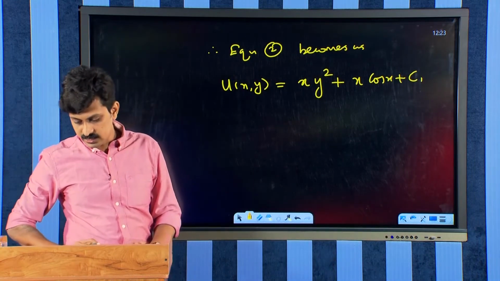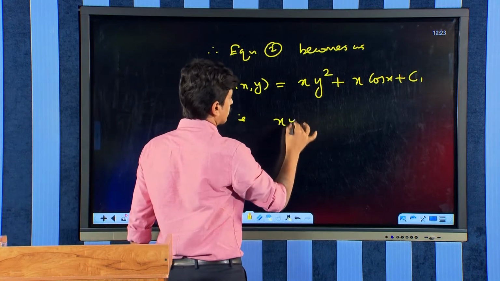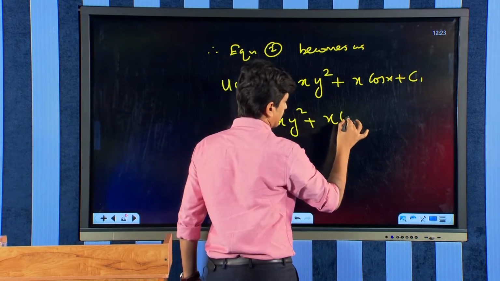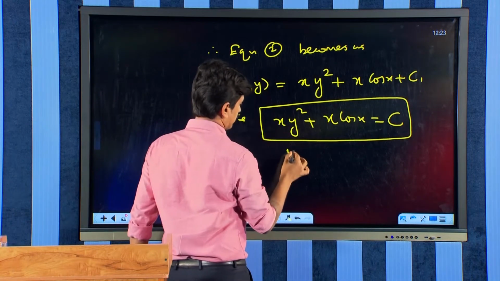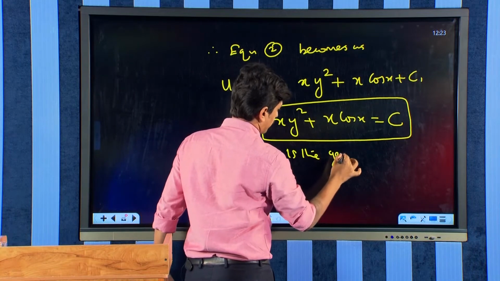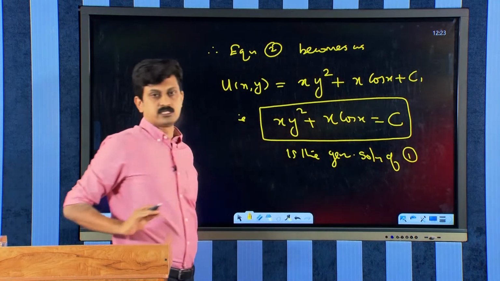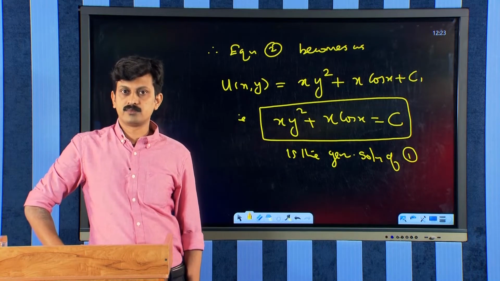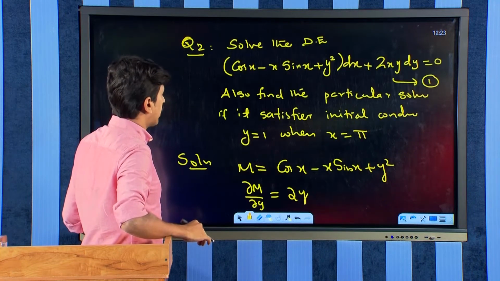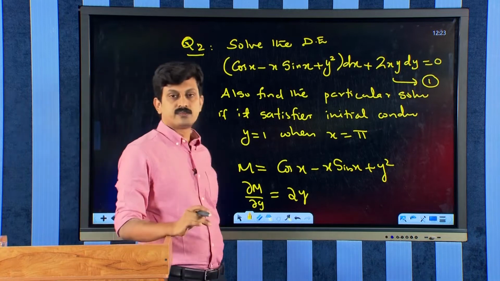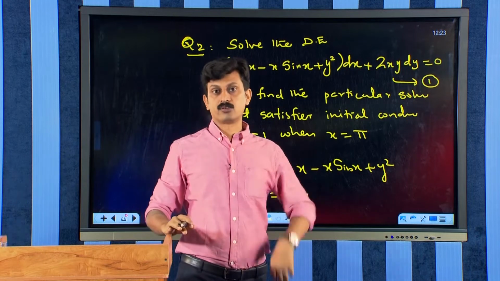Or we can write this as x y square plus x cos x is equal to c, which is the general solution of the given equation 1. Okay, we can go back to the question again. In the question we have to find the particular solution if it satisfies the initial condition y is equal to 1 whenever x is equal to pi.